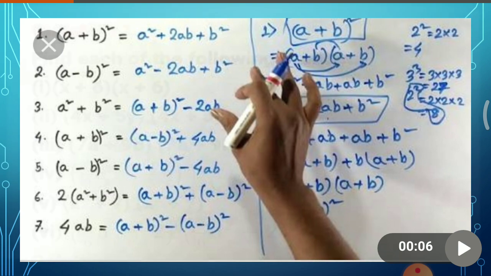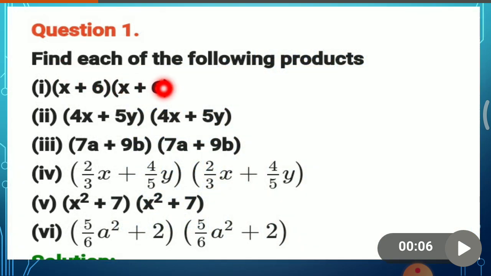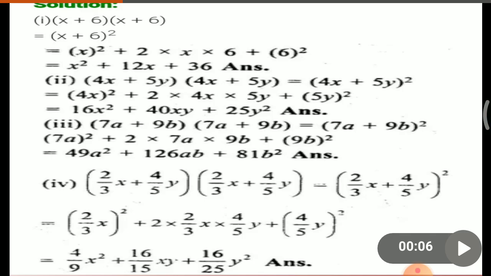So question number 1 is to find each of the following products: x plus 6 and in another bracket x plus 6. Okay. This is the slide for only the question, and in the next slide I will show you the answer. So the answer is here. x plus 6 and in another bracket x plus 6. You write it as x plus 6 whole square, and what is the formula for a plus b whole square is equal to?